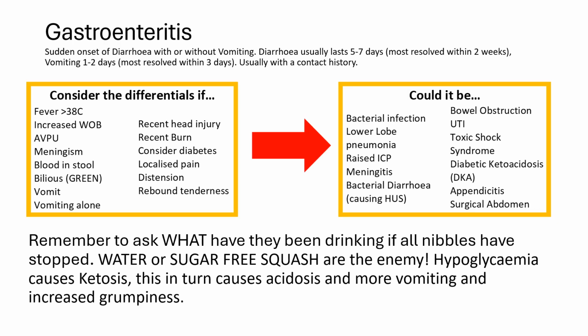Next, we move on to gastroenteritis. With a clear history of diarrhea and vomiting, with or without fever, with a contact history, it can be a simple diagnosis to make, but I think it's important to think about the differentials, as children can have diarrhea, vomiting and fever in varying combinations with other significant illnesses.